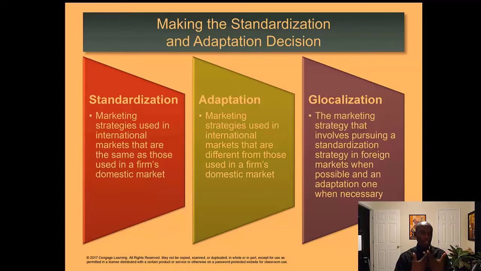Glocalization means a combination of both: you keep some elements of standardization, but you also infuse local practices, local customs, things that the locals will be familiar with. It is defined as a marketing strategy that involves pursuing a standardization strategy when possible and an adaptation one when necessary. So you have a case-by-case basis, but it's a mixture of strategies.